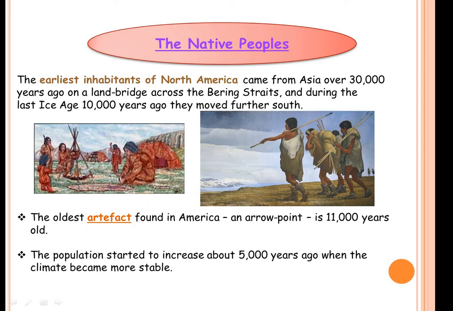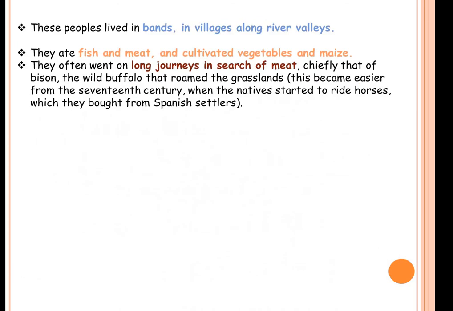And the population, we can see that the population started increasing only 5,000 years ago when the climate became very stable. When the climatic conditions improved, only then did the population increase. Of course, topography, climate, and also changes which took place in the cosmos, all these things contributed to the changes which took place in the economy, society and also in the politics of a particular place.